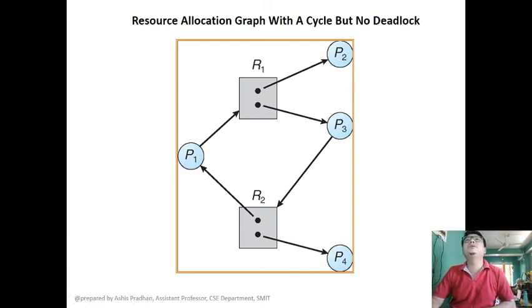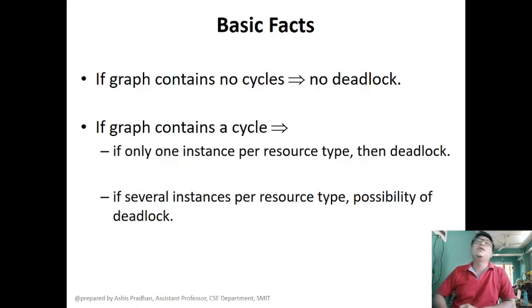So this is how you need to understand, by looking at the graph, whether there is a cycle or not. If there is no cycle in a resource allocation graph, obviously no deadlock. But if there is a cycle, then you need to check further. If there is only one instance per resource type, then definitely there is a deadlock. If there are multiple instances, then we can only assume that the system may be in a deadlock. It's not guaranteed. So these are the facts you need to understand about the resource allocation graph.